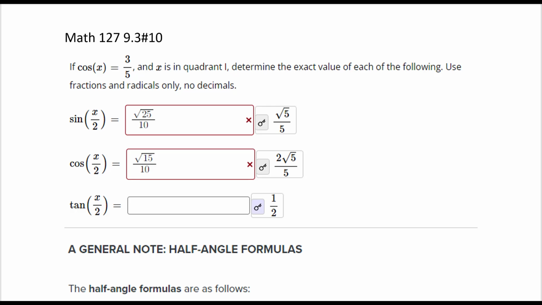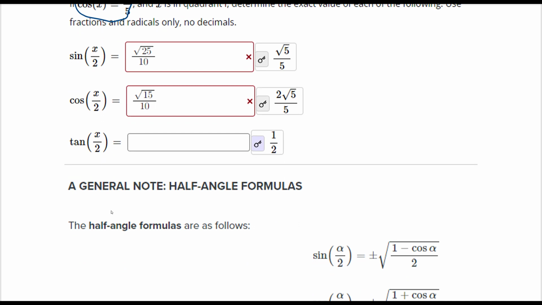In this problem, we are using half angle identities to find the sine, cosine, and tangent of an angle. We don't know what the angle is, but we do know what cosine of the angle is. Resist the temptation to take the inverse cosine to find x. If you do that, you're not going to get the exact value unless you have the right kind of calculator, and then it might look really funky. But I'll just show you how to do it.